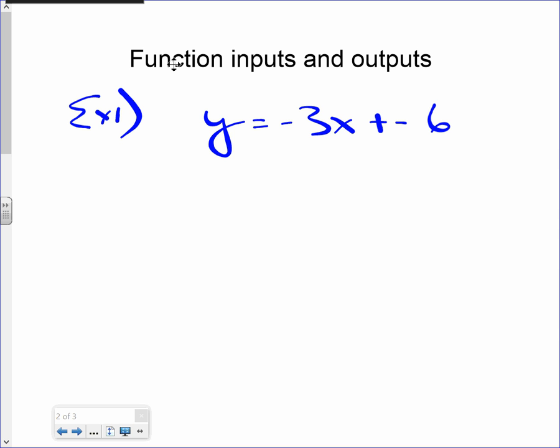Indeed, very sharp observation. I love it, Ramirez. This is the very same one we did for warm-up, and there's a reason why. Excellent. Very same equation. Go write this down. Example 1, y equals negative 3x plus negative 6.